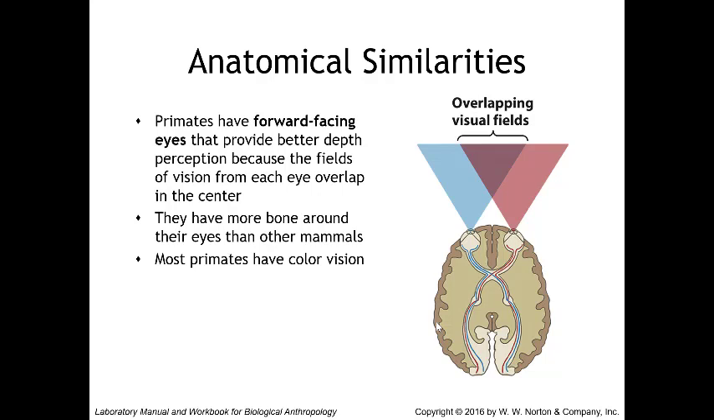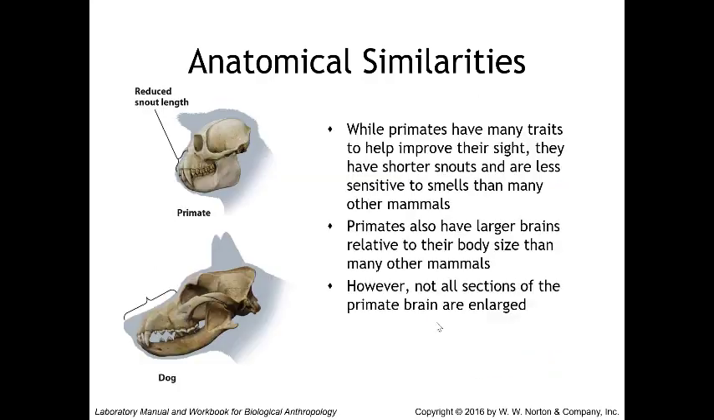So color vision, forward-facing eyes, and more bony support around the eyes really make us focus on vision, and then the sensitive tactile pads on touch, rather than smelling and hearing. While primates have many traits to help improve their sight, they have shorter snouts and are less sensitive to smells than many other mammals. Primates have larger brains relative to their body size than many other mammals.